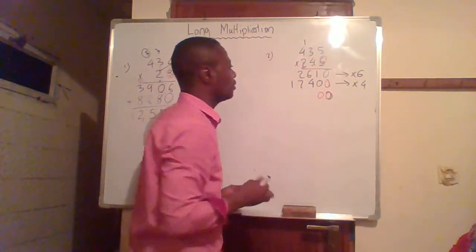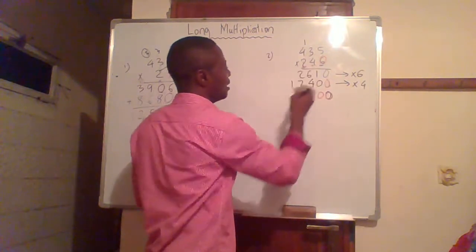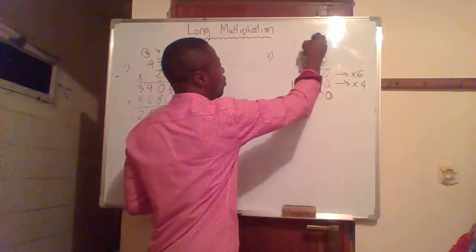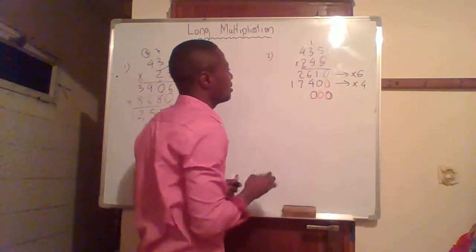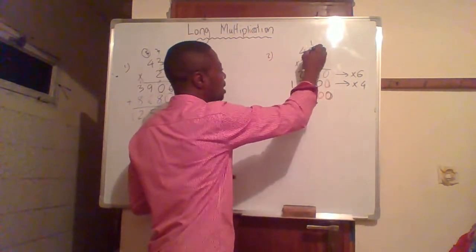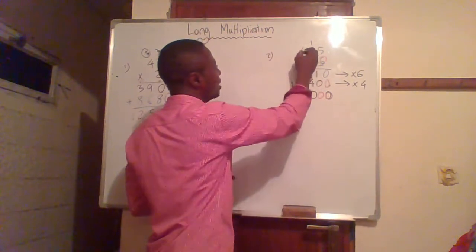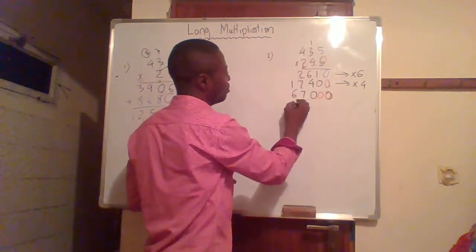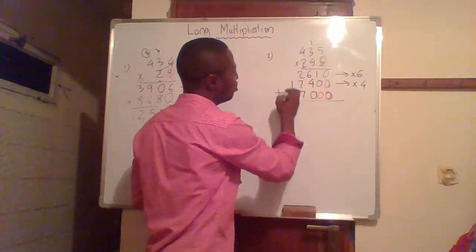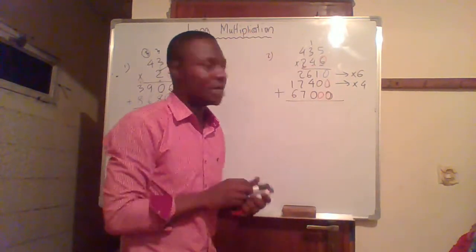So let's move up. 2 times 5 is equal to 10. I'm going to put a 0 here, and I carry 1 in the tens. Now 2 times 3 is equal to 6. 6 plus 1 is equal to 7. And 2 times 4 is equal to 8. I'm going to put an 8 there. Then I put a line and a plus. I need to add up the 3 numbers.